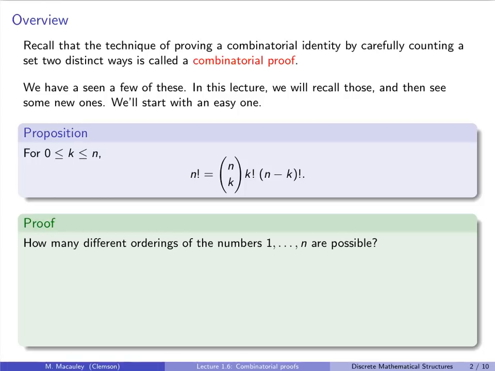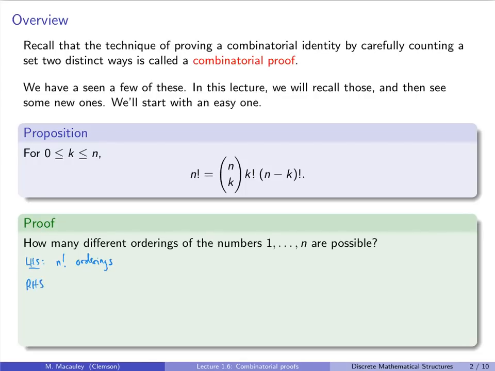Now recall that all of these are going to be done by carefully counting a set two distinct ways. Half the battle is coming up with what set we need to be counting. This one's easy because n factorial is sort of shouting at us that we need to be counting permutations. So I'm going to start by writing that down. How many different orderings of the numbers 1 up to n are possible? I claim that one way to count this is with n factorial. We know that as a basic fact, so the left-hand side is n factorial orderings. We don't need to prove that.